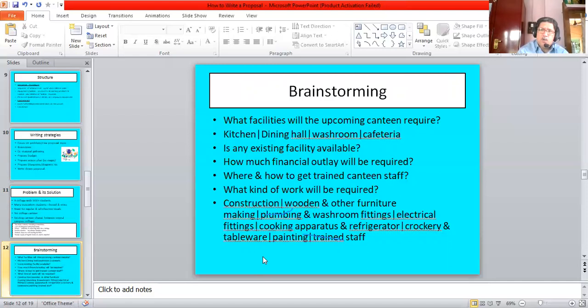You need plumbing and washroom fittings. You need electrical wiring and insulation. You need to buy cooking appliances, refrigerators, also crockery, cutlery, tableware. We would need painting, and we would need trained staff for cooking and for managing the students in the canteen once the canteen starts operating. So these are all the kinds of manpower and different kinds of work that we would need in order to realize this idea fully of a new college canteen. So this we are getting as a result of our brainstorming.